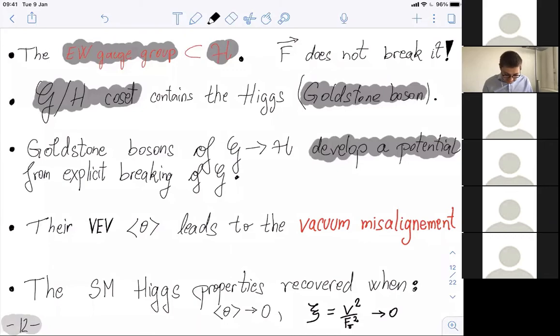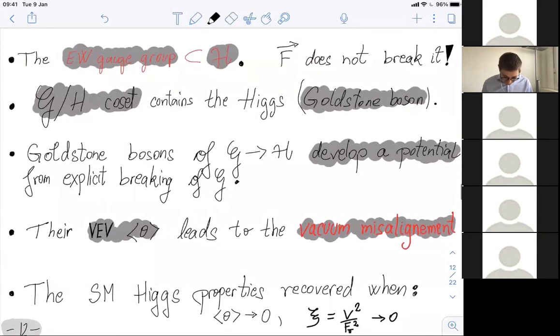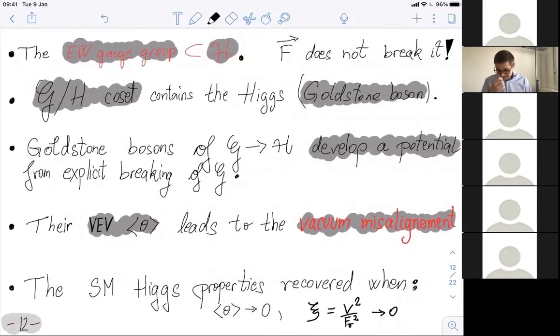So the angle theta leads to the vacuum misalignment. Why is this vacuum misalignment important? It gives a very nice feature to the composite Higgs in comparison to, let's say, Technicolor. So now we have a parameter, which is the ratio ξ = v² over f_π², that we can control. And in particular, when this parameter is sent to zero, we can recover the Standard Model Higgs properties.